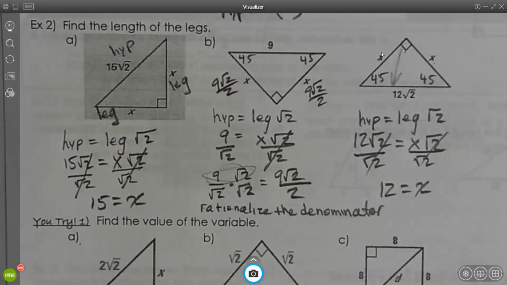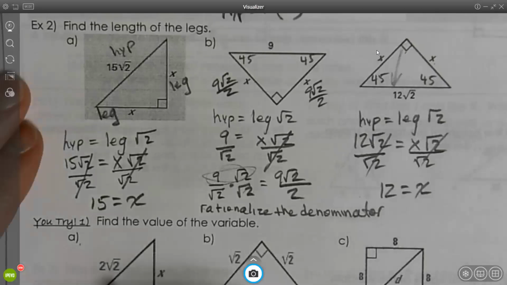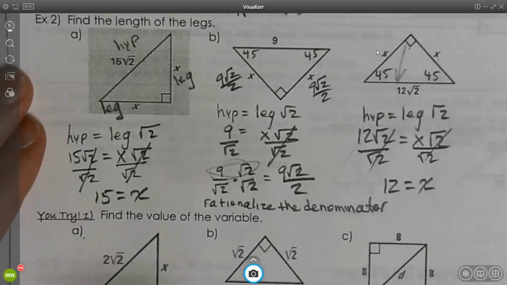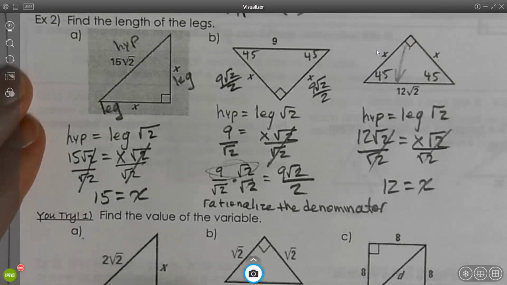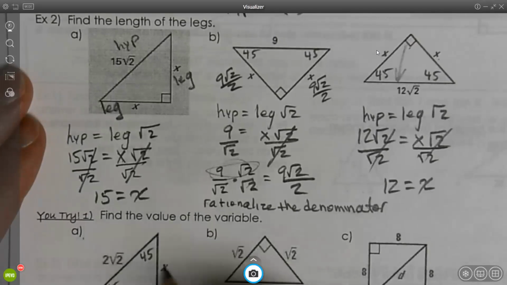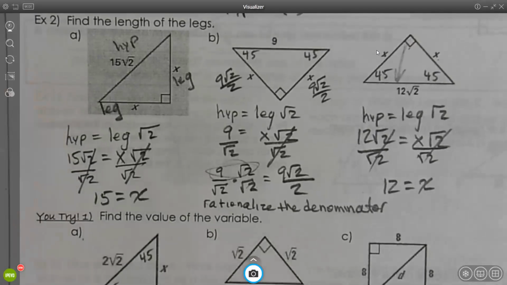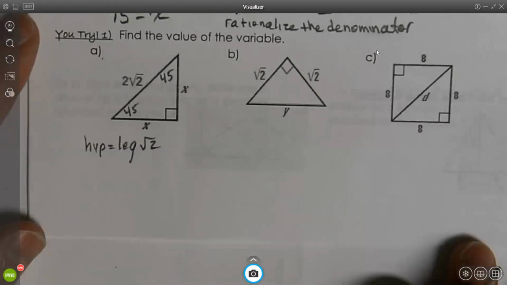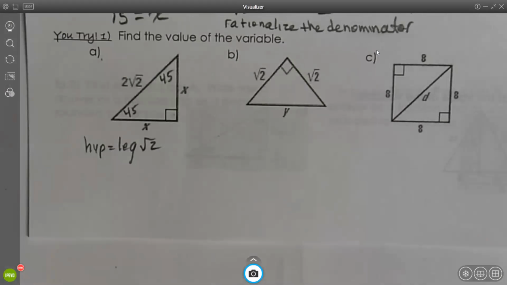So now you can pause the video, you can try the next 3 questions, and then you can run it and you can see how you did. To run over these problems, we know that the hypotenuse is going to equal the leg root 2. We know this is a 45, 45, 90 triangle because it's 90 degrees with 2 legs, the same measurement. You have to identify that this is in fact a 45, 45. Don't assume. You have to be able to identify it. So we talk about it each time.